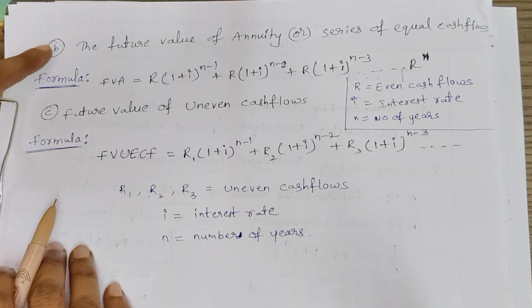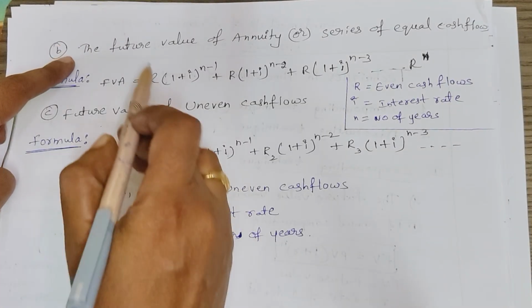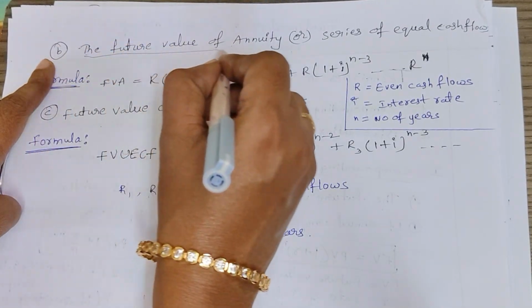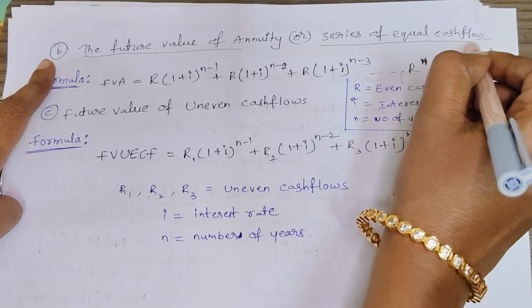Okay. Next one, second one, the future value of annuity. The future value of annuity or series of equal cash flows.